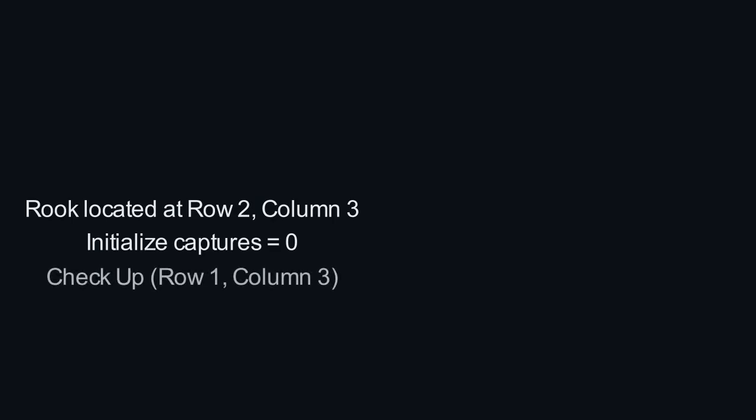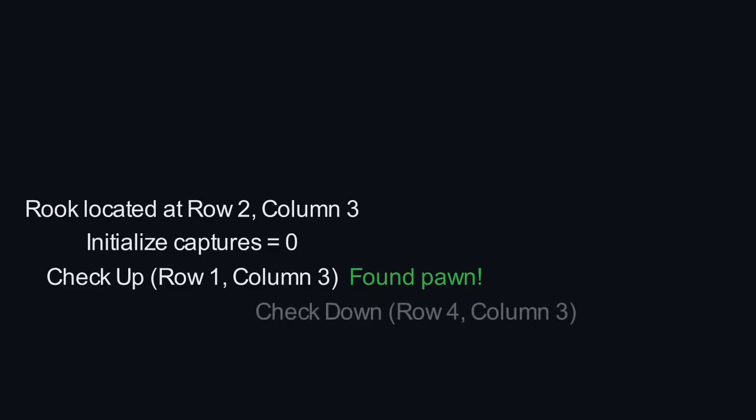Then leftwards, move to row 3, column 2. If it's a pawn, increment captures to 3 and stop. Finally, rightwards, move to row 3, column 4. If it's a pawn, we'd increment, but let's assume it's a bishop. We stop there, not incrementing. After checking all four directions, we return the total count of 3.